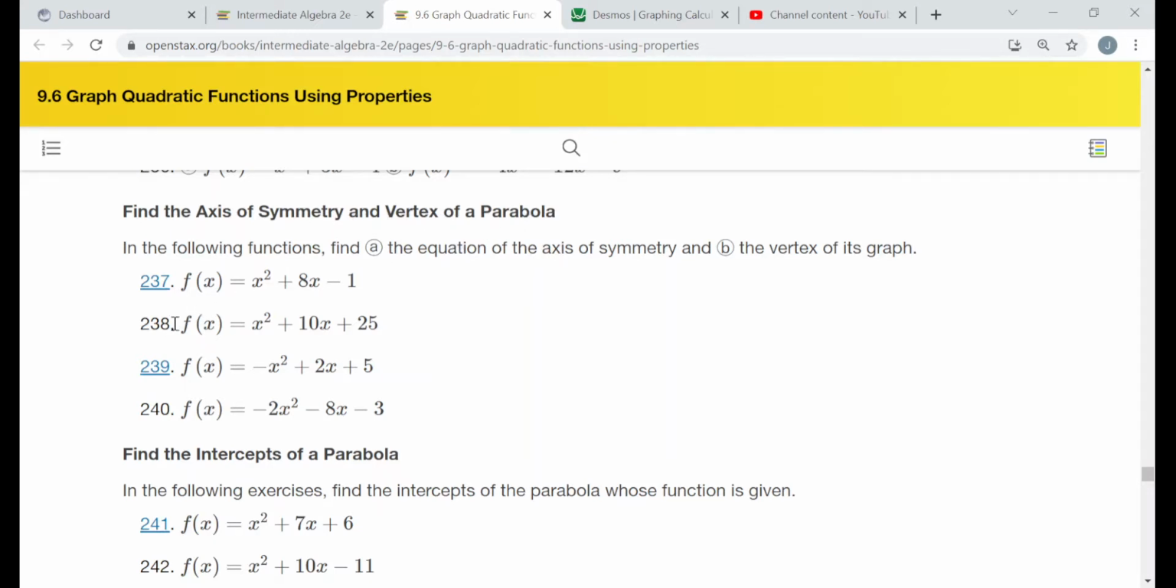I'm only going to be doing the even numbered exercises, so number 238 and number 240. Those don't have solutions, whereas the odd numbered ones, you click on the links, you can see the solutions in the text. I'll also have timestamps for each of these, so you'll see in the description of the video below. Example 1's timestamp will be for number 238, and example 2 will be for number 240.